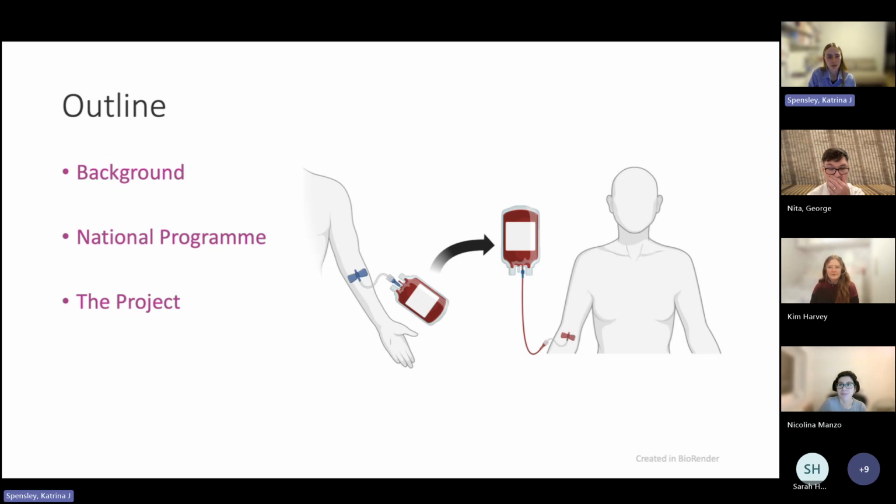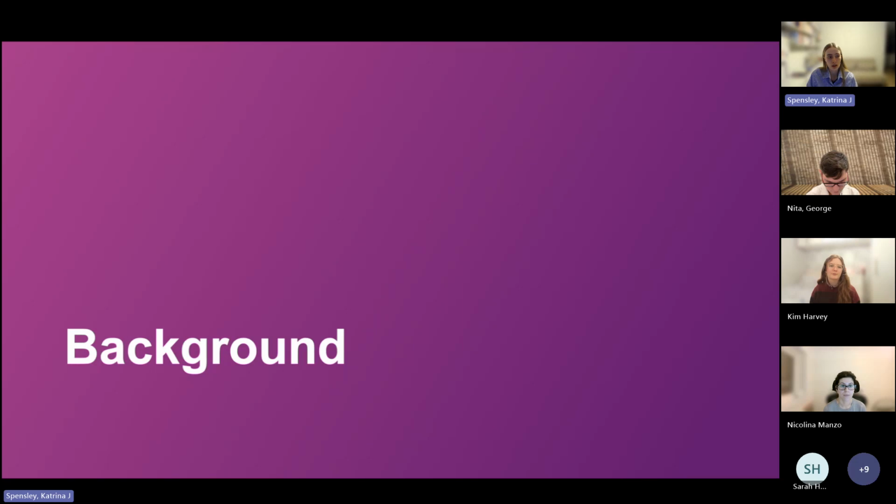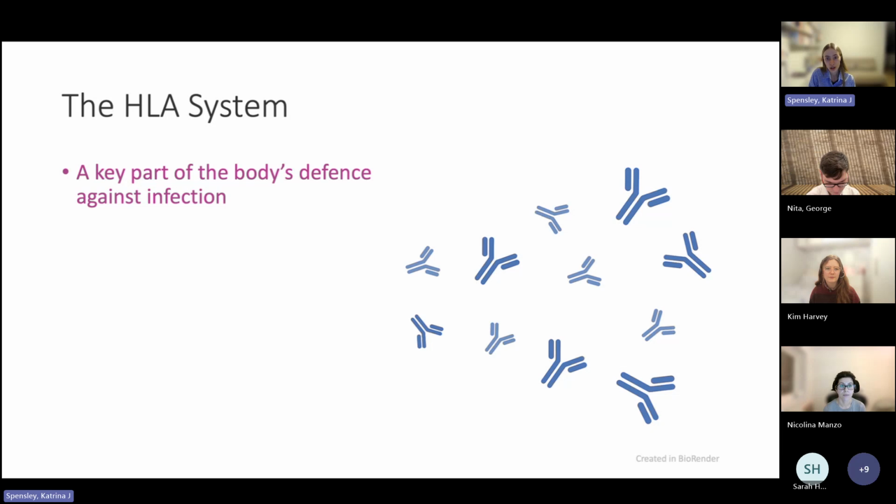Cool. So in the next 10 minutes, I'm going to cover some general background, a little bit about the national programme, and then some details about the ongoing project and a few early results from it. So just starting with some background to the work and why it matters. This project all relates to the human leukocyte antigen, or HLA system, and this is a major part of the immune system and helps to protect us from infection.